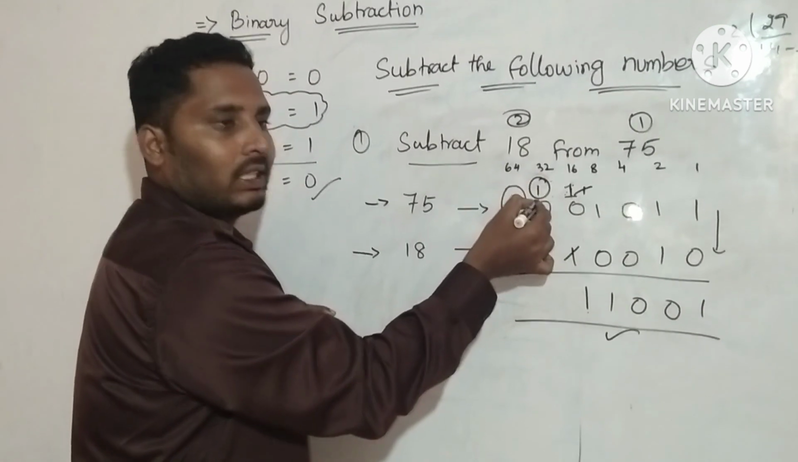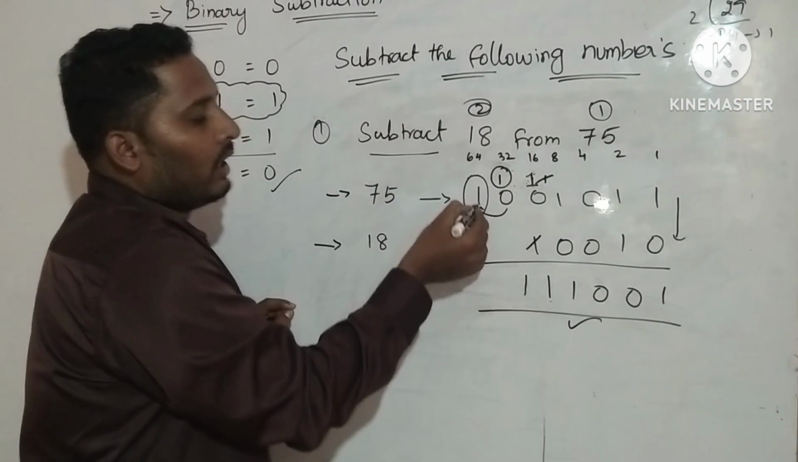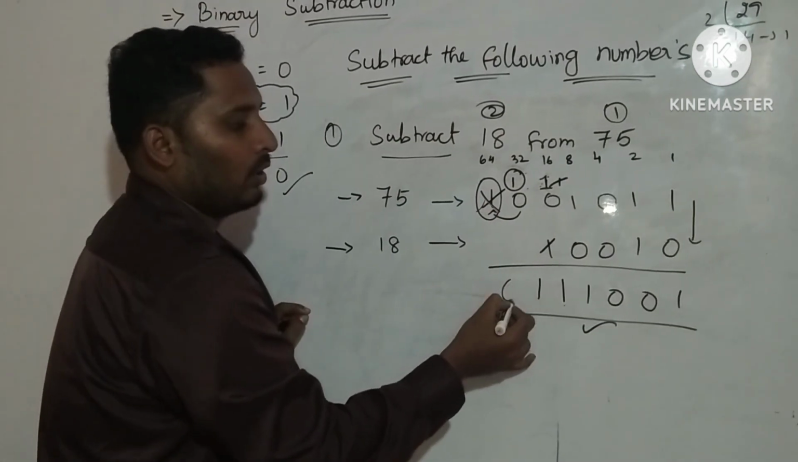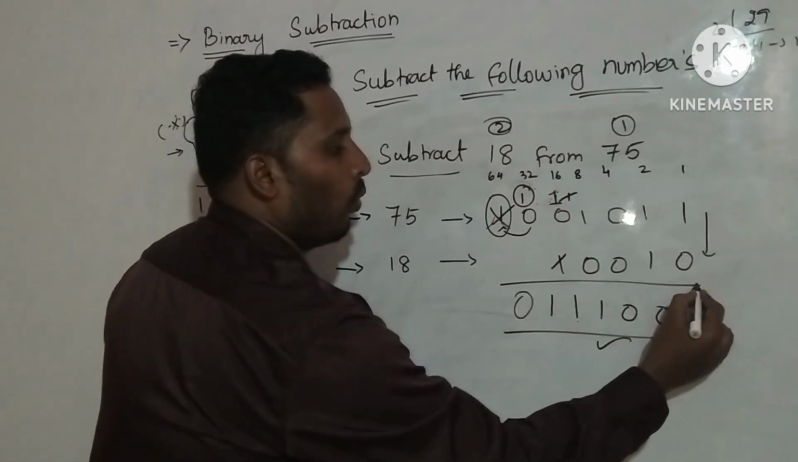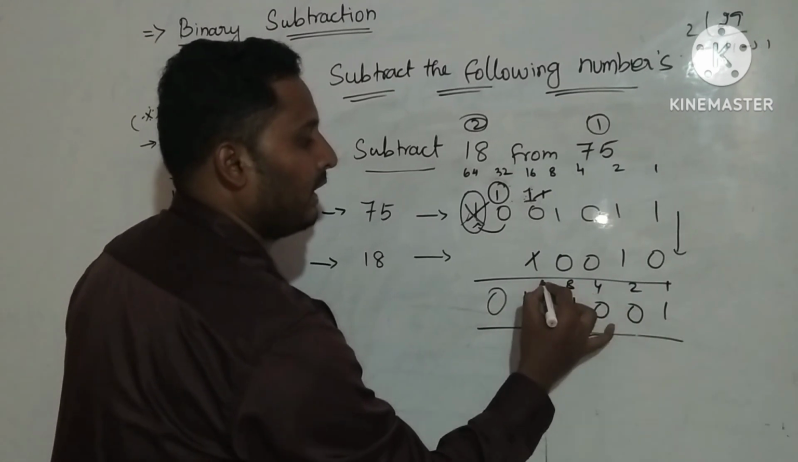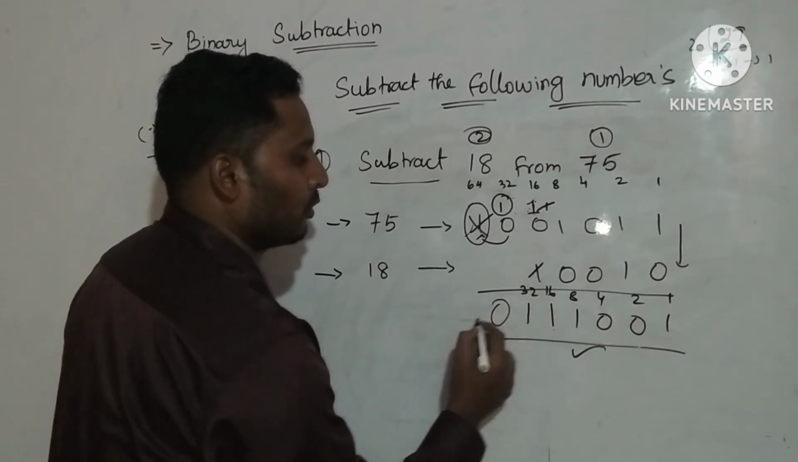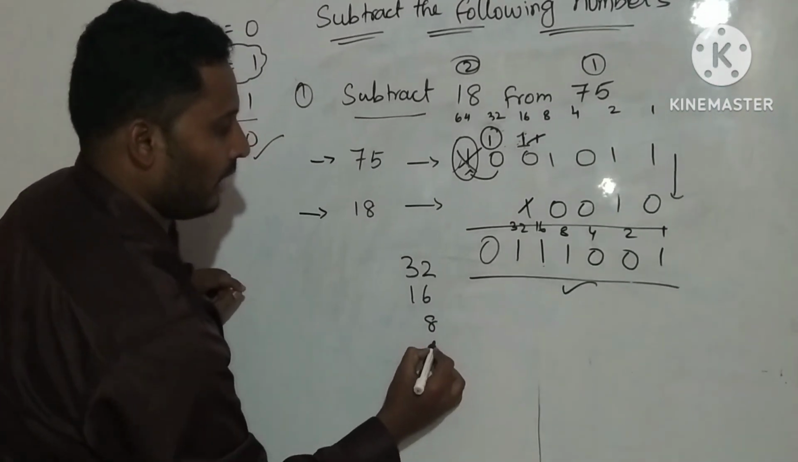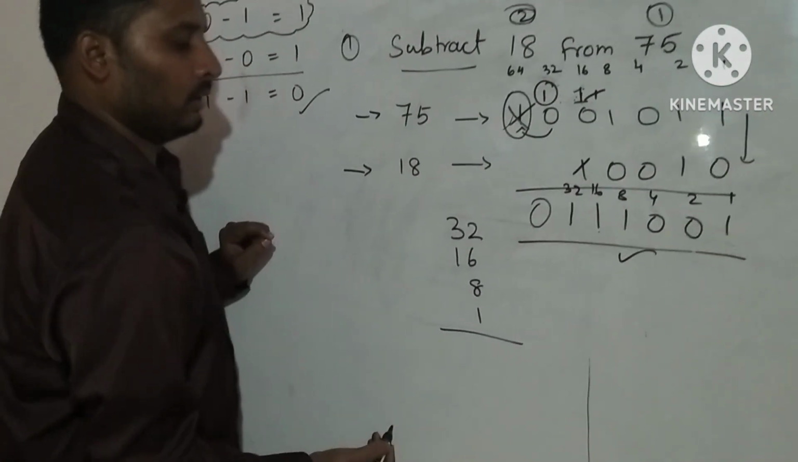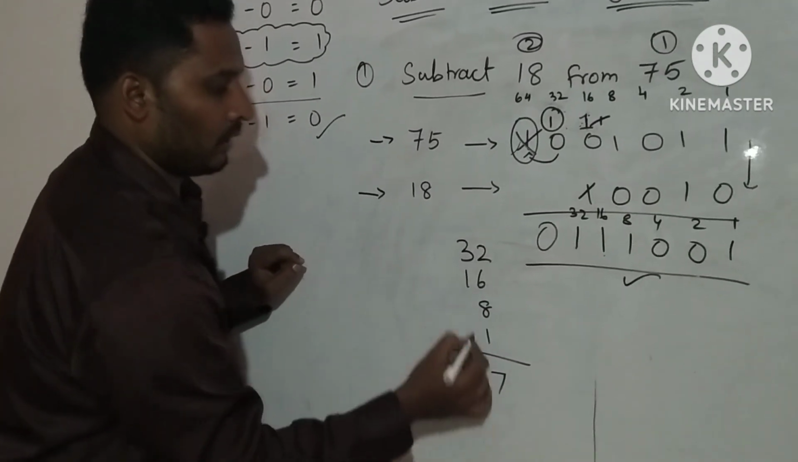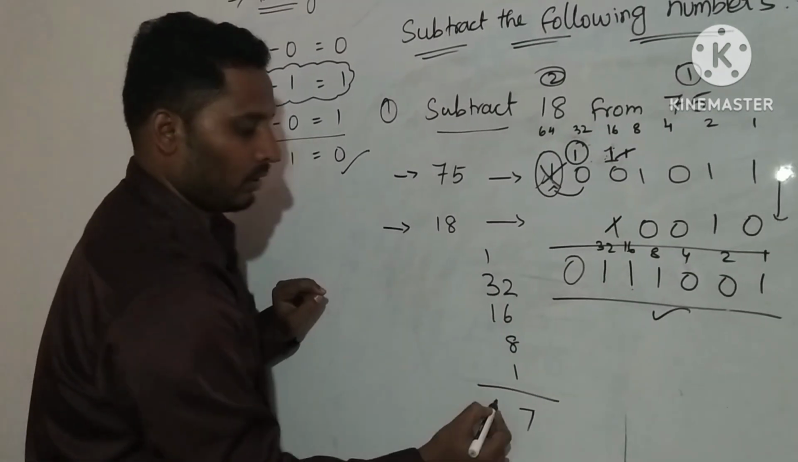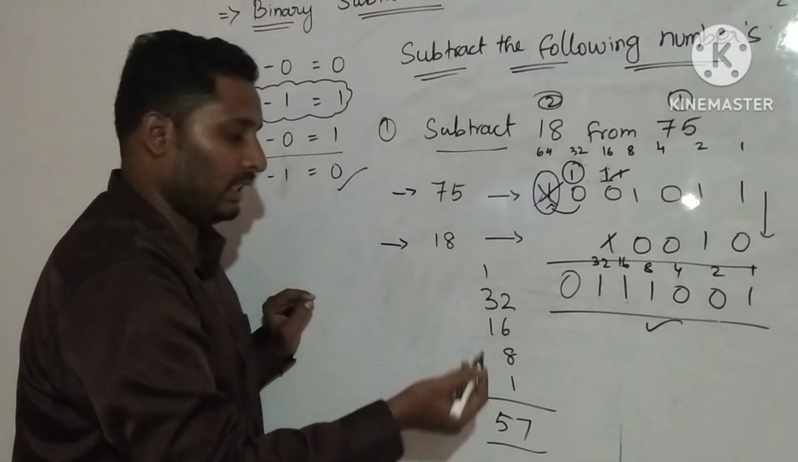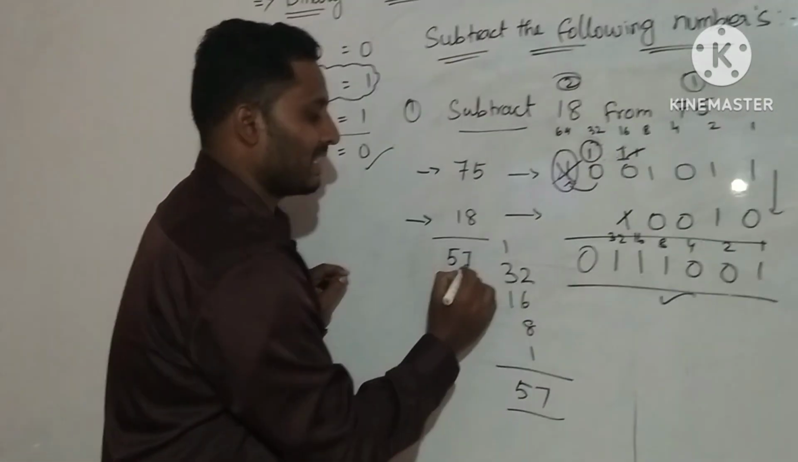Here only 1 is there. That one write it down. Here whatever is there we have given. So here nothing is there, it will come 0. So now we'll check 1, 2, 4, 8, 16, 32. So add 32, 16, 8 and 1. 16, 24, 25, 57, it's coming. So 75 minus 18 is equal to 57.